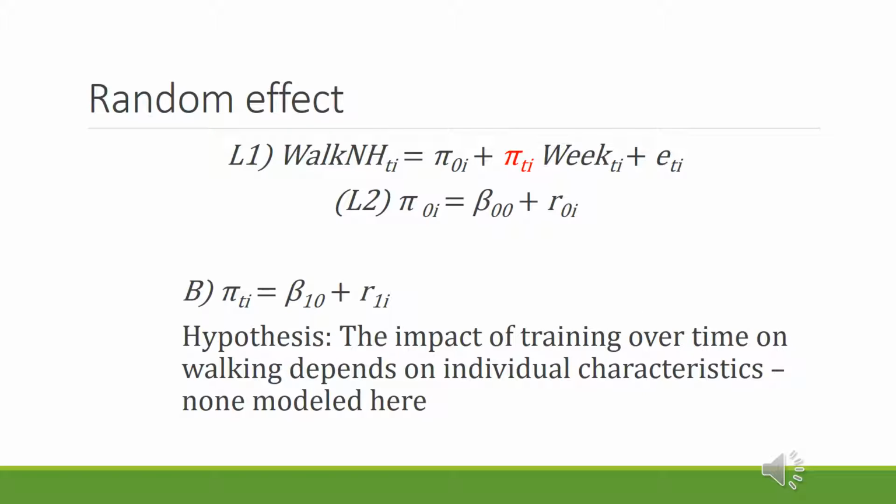So this is the unconditional growth model, and this is the standard model that is built to test the hypothesis that the impact of training over time on walking depends on individual characteristics. What it pretty much allows is for different slopes for each person, and this is what Singer and Willett model, and what we've done in class every time we've looked at change over time. So this is a traditional unconditional growth model, which is the random effects model for a change over time situation.